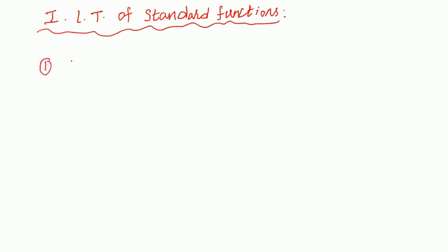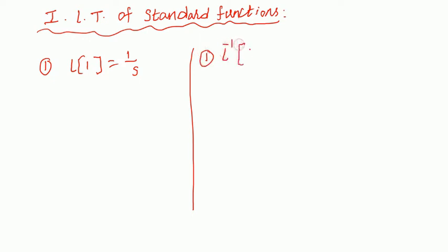First one, L of 1 is equal to 1 by s, right? So from this, in the inverse Laplace transform, what can you write here? L, bring this side, then L inverse of 1 by s is equal to 1. This is the Laplace transform of standard functions, and this is the inverse Laplace transform of standard functions. L of 1 is equal to 1 by s, so L inverse of 1 by s is equal to 1.